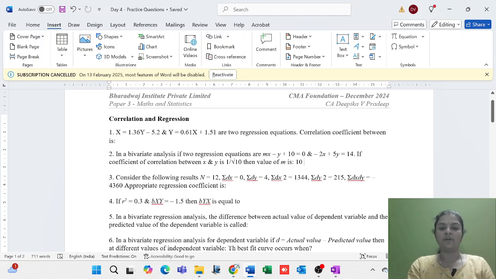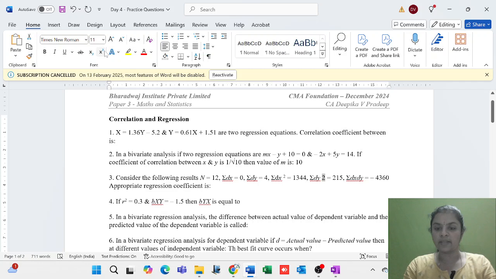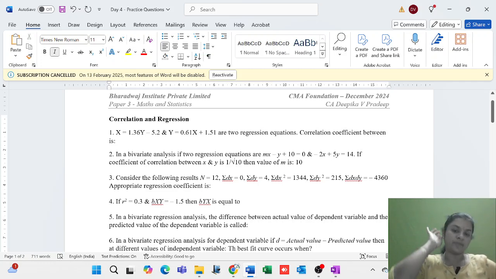Question 3: consider the following results. N is given, sigma dx is given, sigma dy is given, sigma dx square is also given to you, sigma dy square is also given, and sigma dx into dy. So basically what they have given is sigma x, sigma y, sigma x square, sigma y square, sigma xy. So now you can use the formula and find the answer.